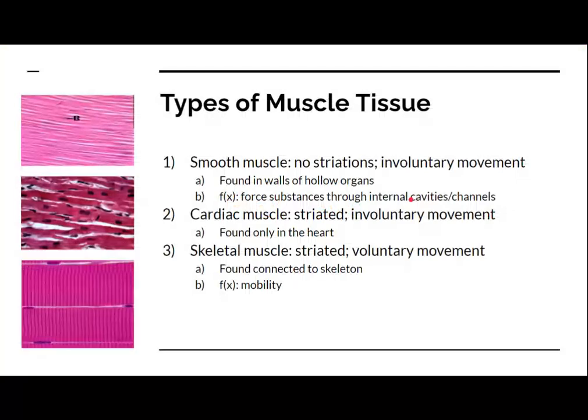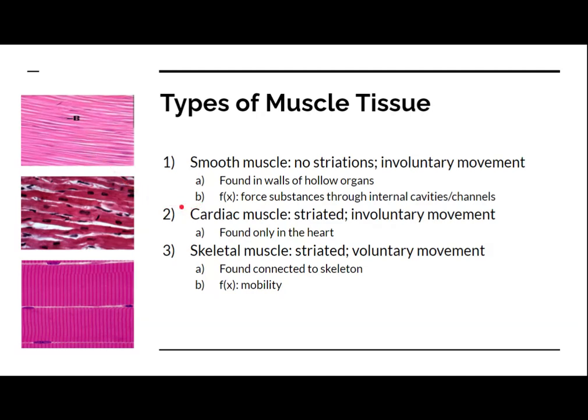So there are three types of muscle tissues. The first type we've talked about is smooth muscle, where there are no striations. That's all about involuntary movement. This is the stuff that's found in the walls of hollow organs. The function of that is to force substances through. If you think of your stomach, that's all smooth muscle that is squeezing that chyme into the small intestine.